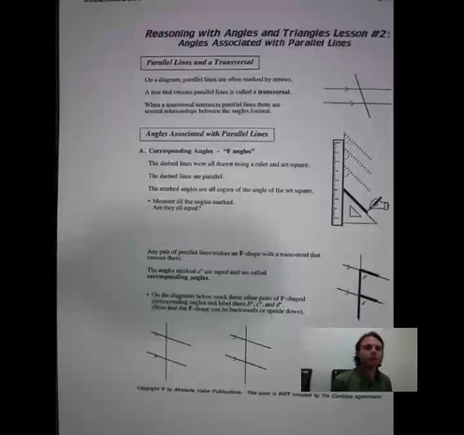Hello Math 20, welcome to Lesson 2 with Reasoning with Angles and Triangles. So today we're going to look at angles and parallel lines.